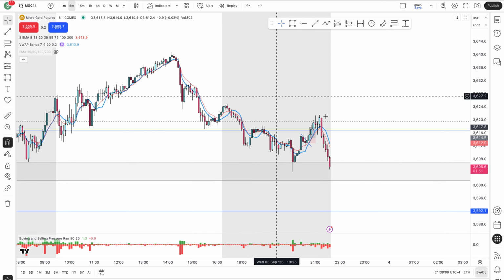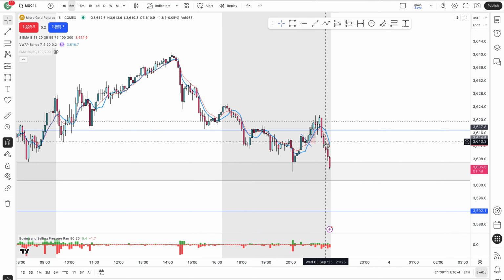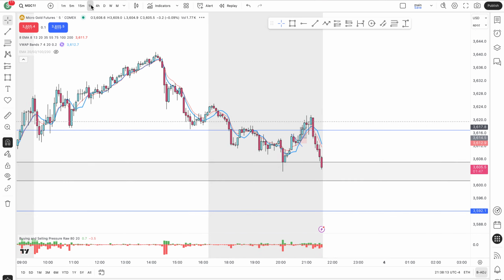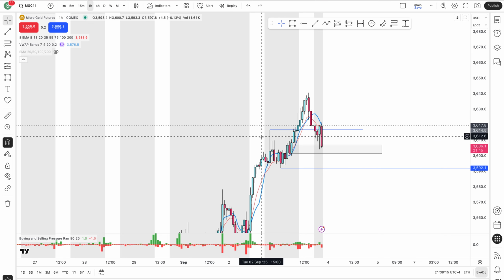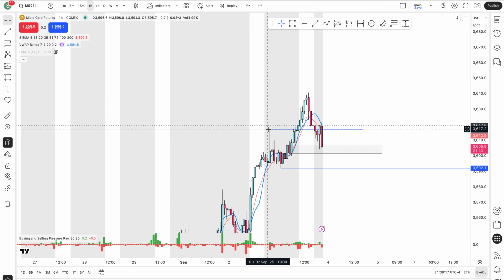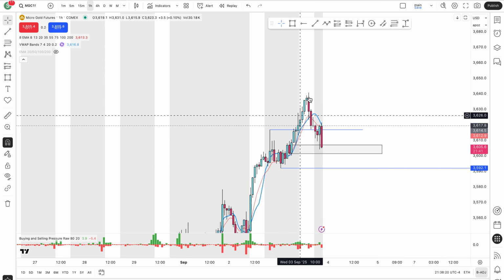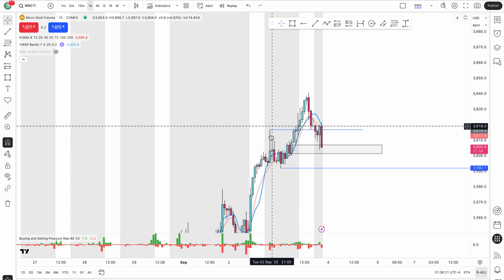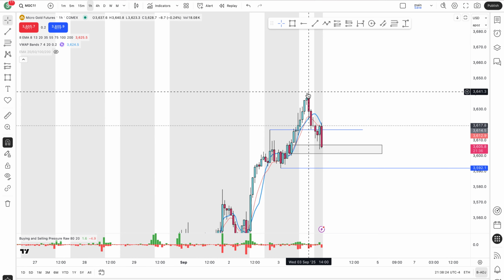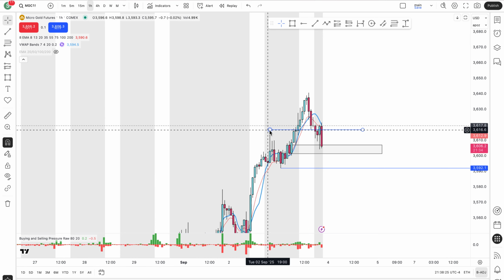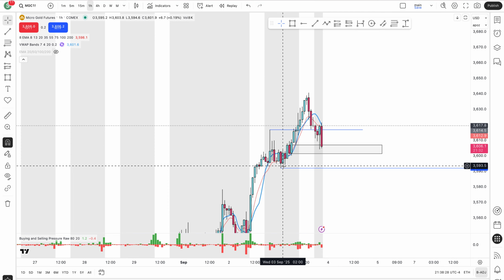So I'm looking at this like, holy shit, what happened? We got pierced fucking straight back through this level. And why is this my key line in the sand? Because above this level we could go all the way up to here. We know that if we get above here, we ripped all the way up to here, and we know that below this level we get rejected all the way down to here.